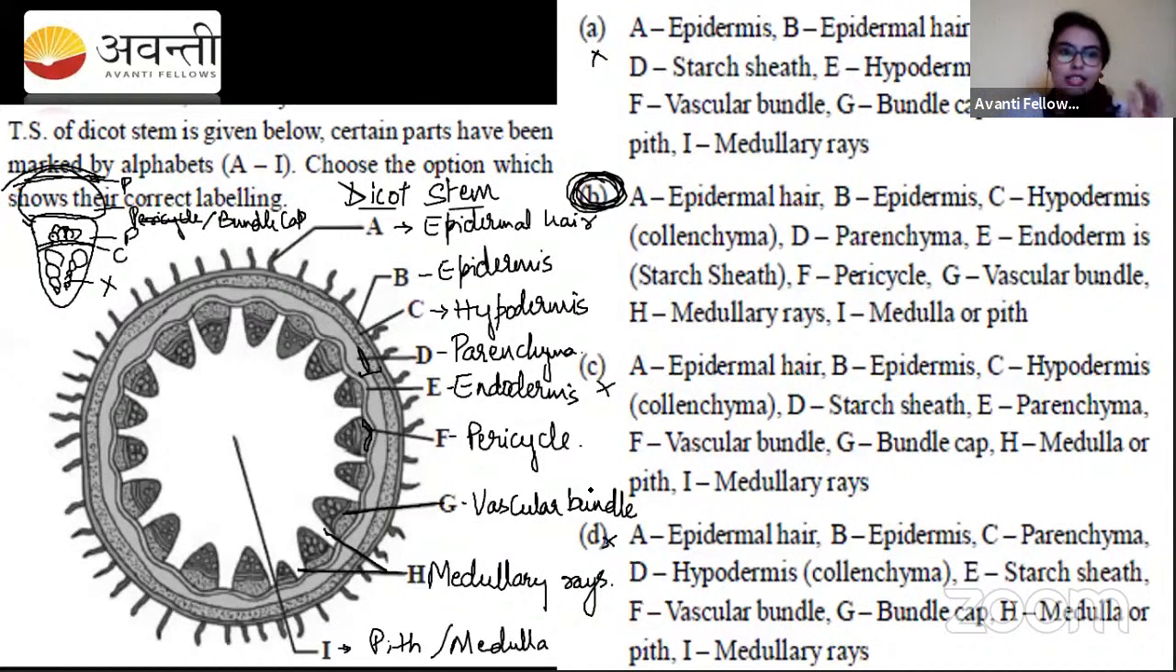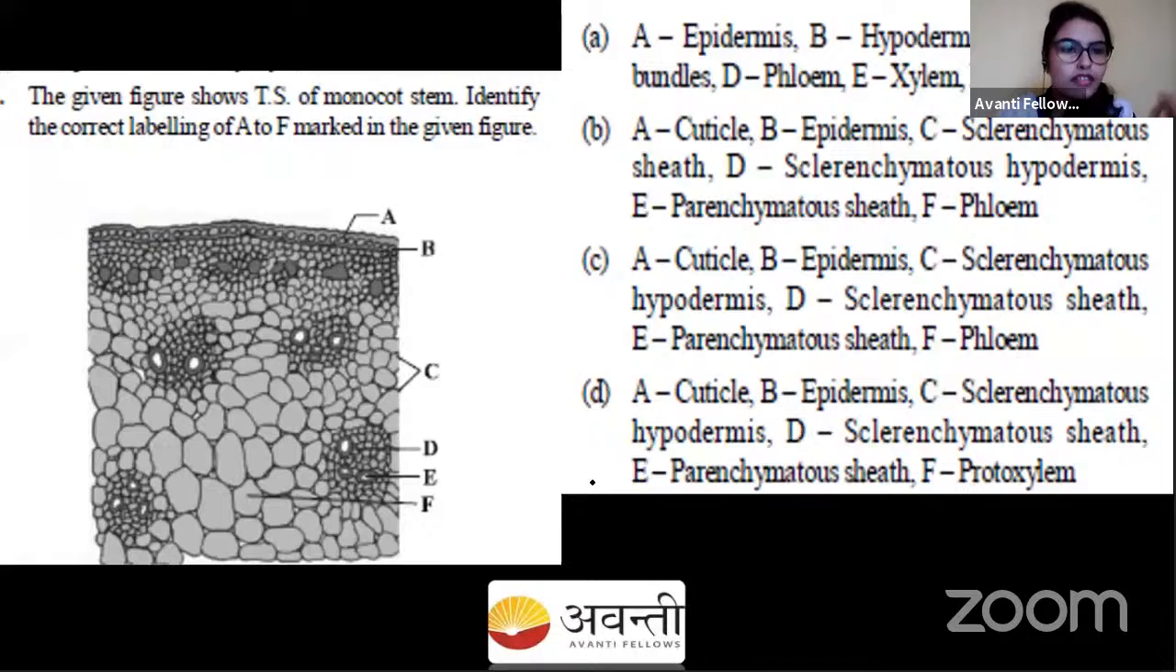Okay, guys, so there is a question on the screen. The given figure shows tiers of monocot stem. Identify the correct labeling of A to F marked in the given figure. Okay, so they have given some figures here. So I'm giving you time. Look at the diagram and then understand.